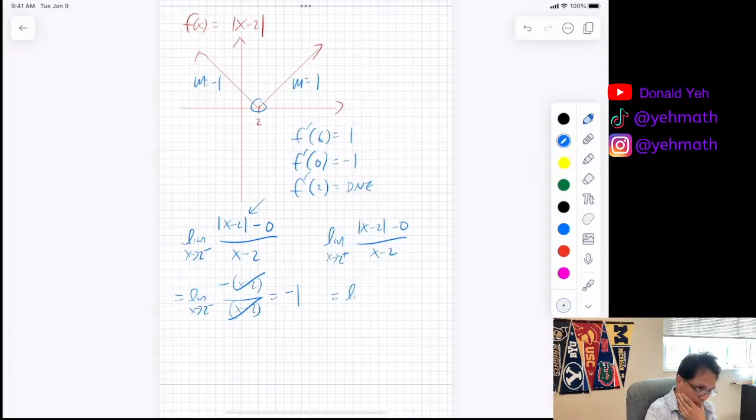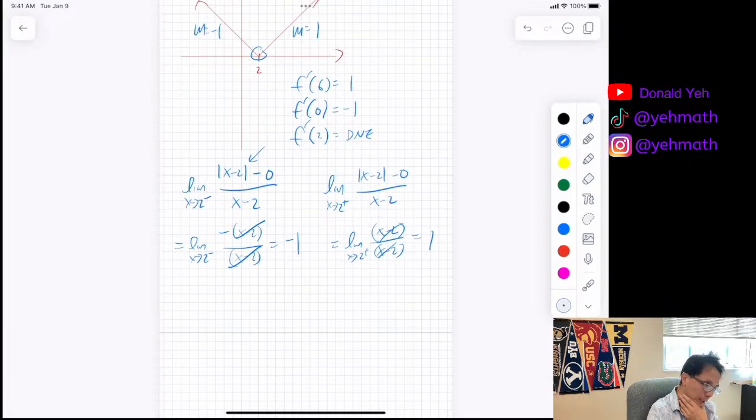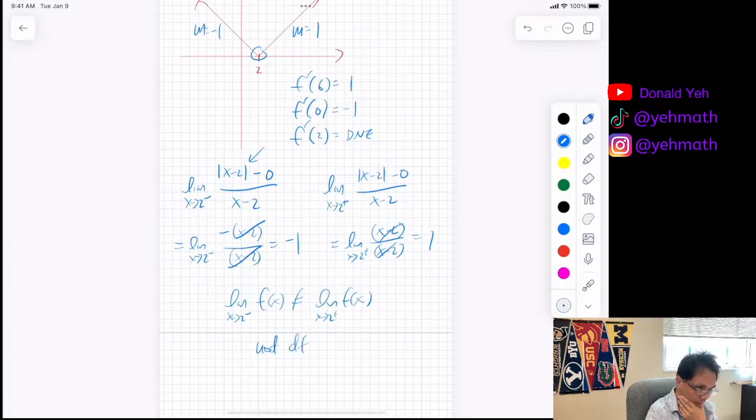then that's just normal because I don't have to choose the negative side. So x minus 2 over x minus 2, and this cancels out, that's going to be 1. So therefore, the limit as x approaches 2 from the left of f of x does not equal the limit as x approaches 2 from the right of f of x. Therefore, it's not differentiable at 2.